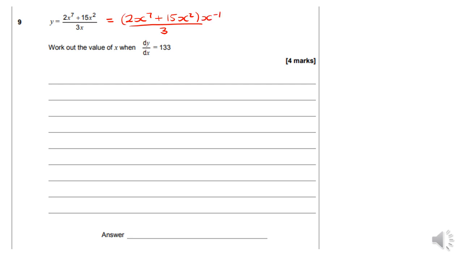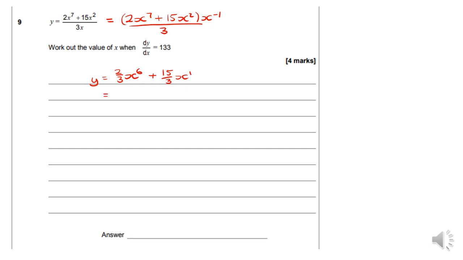Because I can't differentiate in the original form. It's going to be too complicated. I need just individual terms with powers of x. So let's have a look at what that leaves us with. That would leave me with x to the power of 7 times x to the negative 1 is x to the power of 6. So you've got 2/3 of x to the power of 6, and we've got 15/3, or 5 if you like, x to the power of 1.